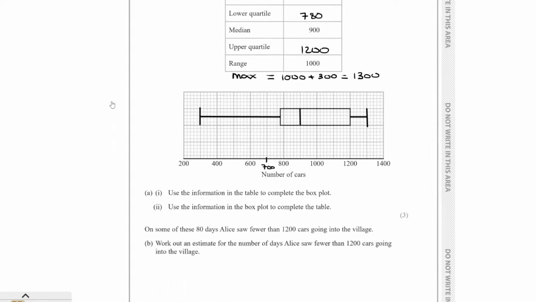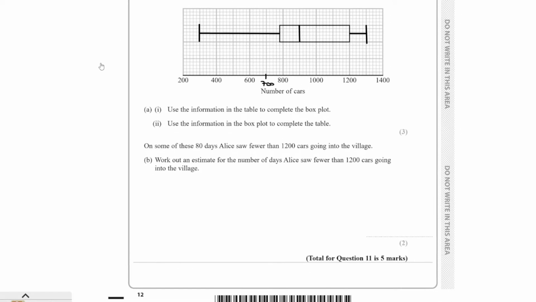Let's scroll down. We now have part B. On some of these 80 days, Alice saw fewer than 1,200 cars going into the village. Work out an estimate for the number of days Alice saw fewer than 1,200 cars going into the village. So that's a key number there.